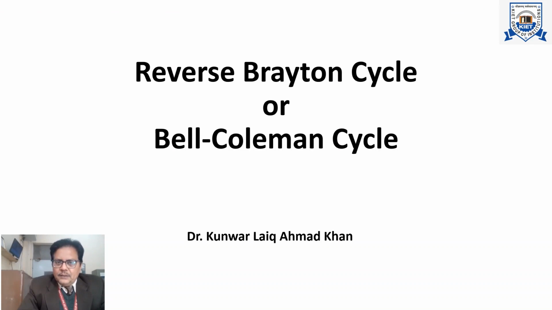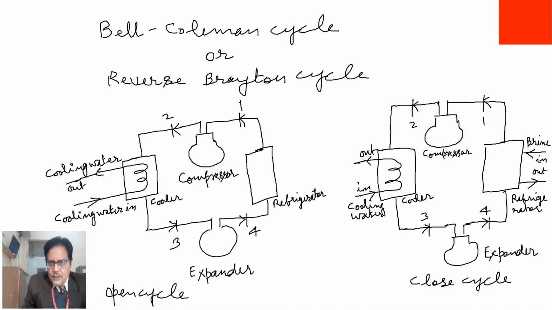Good morning, students. Today I am going to start the reverse Brayton cycle, or Bell-Coleman cycle. The Bell-Coleman cycle was developed by Bell-Coleman, and he reversed the Brayton or Joule cycle. From the schematic diagram you can see that there are four main components in this cycle: one is the compressor, second is the cooler, third is the expander, and fourth is the refrigerator. The working fluid used in the Bell-Coleman cycle is air.